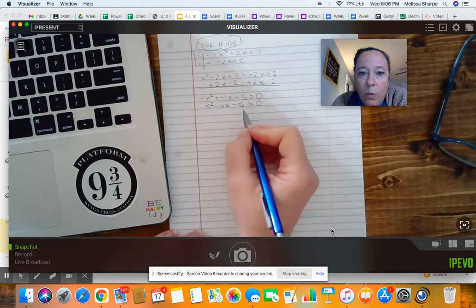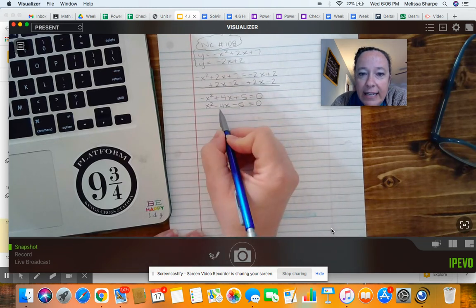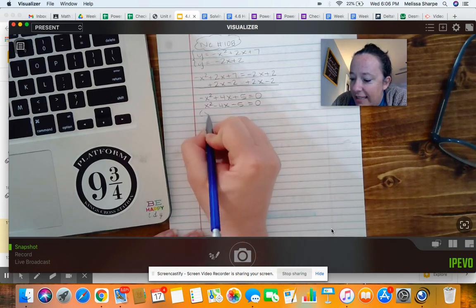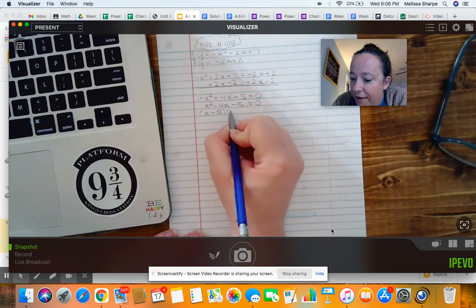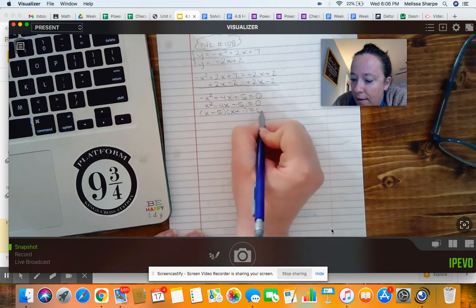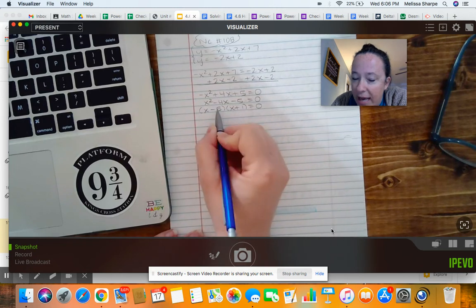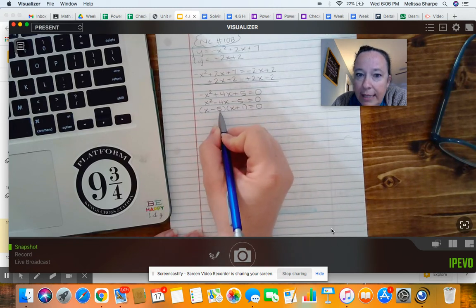And then you factor: what times what is negative 5 but adds to give you negative 4? That would be negative 5 and 1. And just double check yourself. So x squared plus x minus 5x would give me a minus 4x and then minus 5.